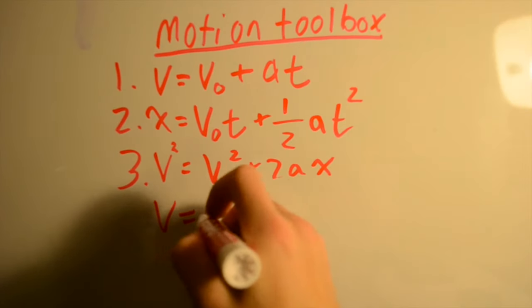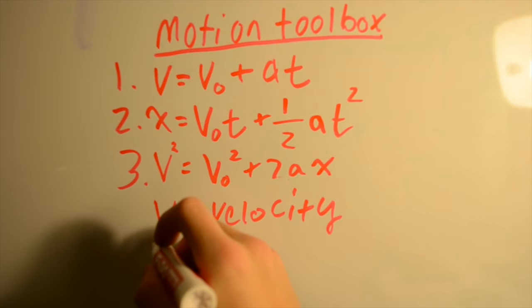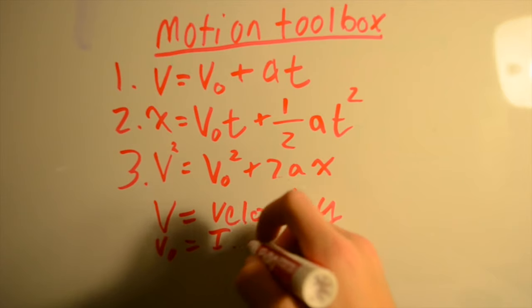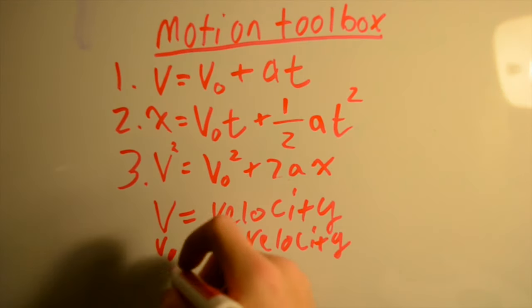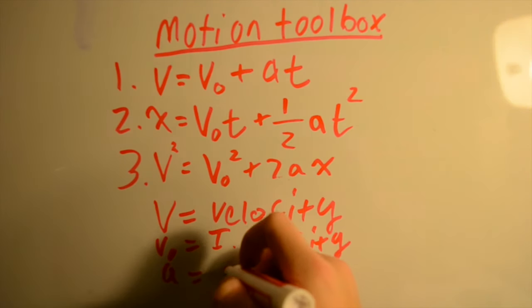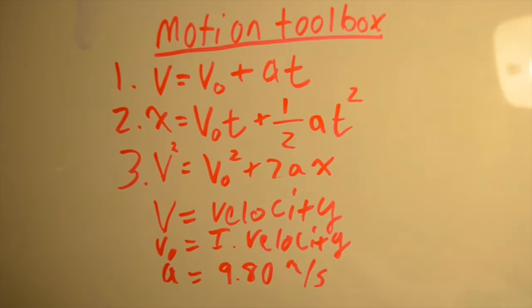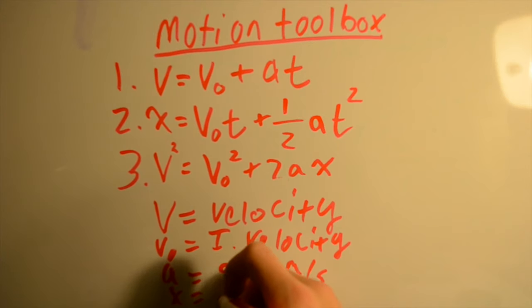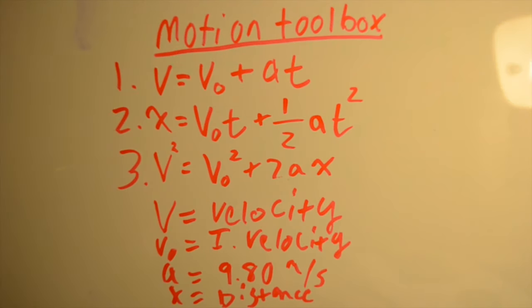V, pretty simple, equals velocity. V sub 0 equals initial velocity. A is the acceleration due to gravity, which is equal to 9.80 meters per second. And X equals distance. And I'll write this in the description in case everyone forgets.